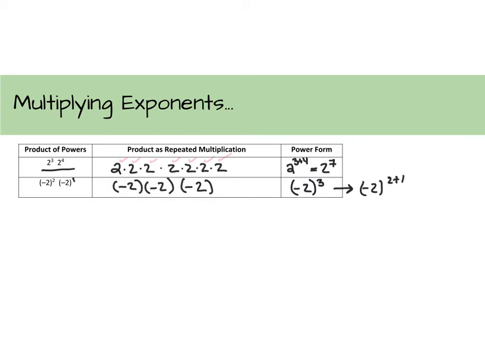The big takeaway from this is that when we are multiplying exponents with the same base, we need to add the exponents, which gives us the general rule that when we multiply powers with the same base, we add the exponents.